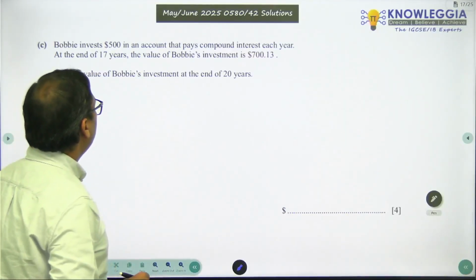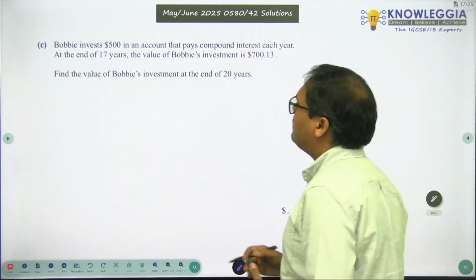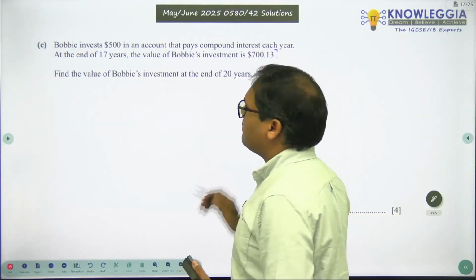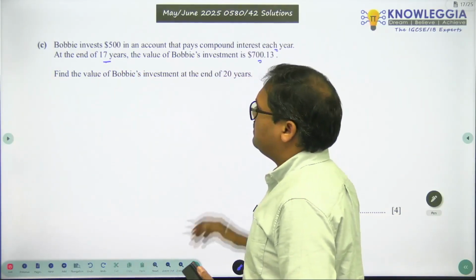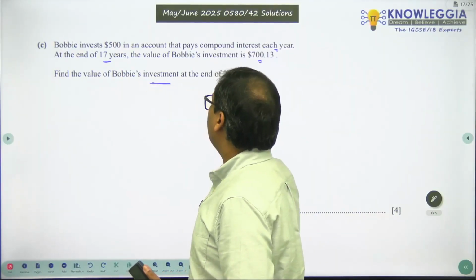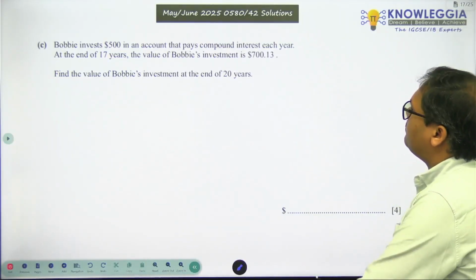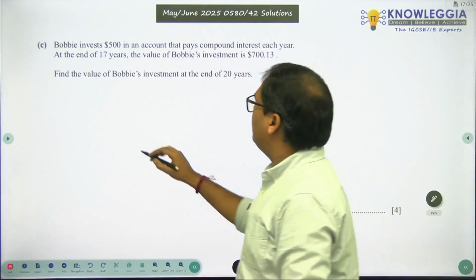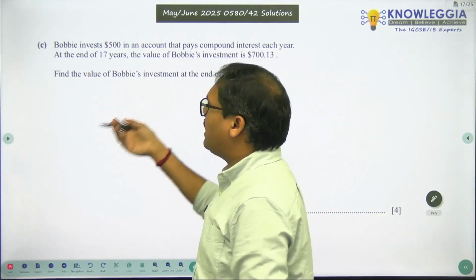Now, let's move to the next one. Bobby invests $500 in an account that pays compound interest each year. At the end of 17 years, the value of the investment is this. Find the value of the investment at the end of 20 years. Okay. So, we don't know the rate of interest here. So first we need to calculate the rate of interest.